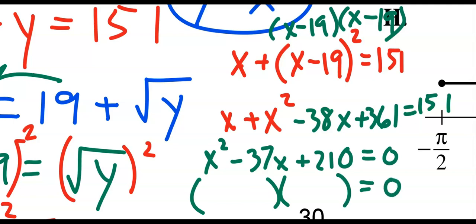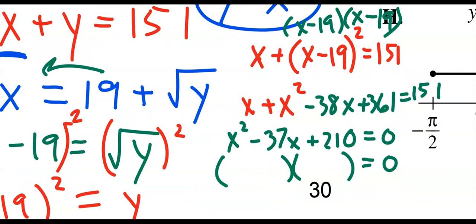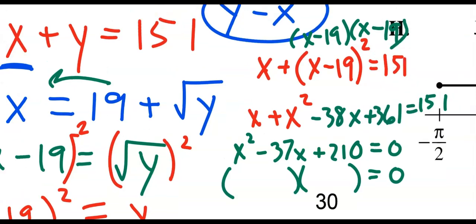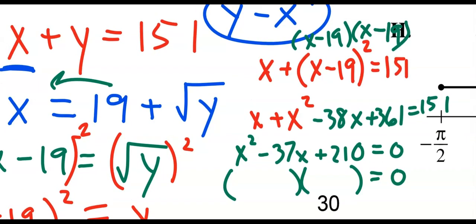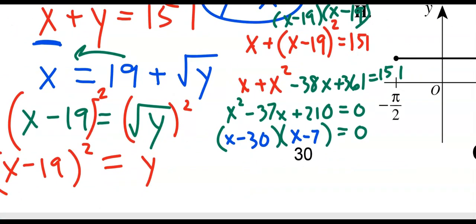Is this factorable? I really hope so. Is that 30 and 7? That would be so nice if it was x minus 30 and x minus 7. X minus 30, x minus 7. So x is either equal to 30 or x is equal to 7.